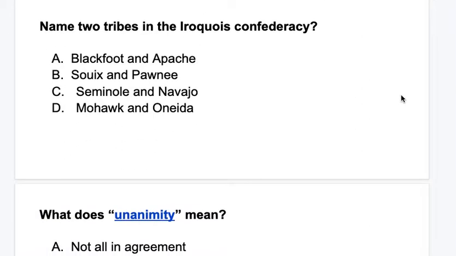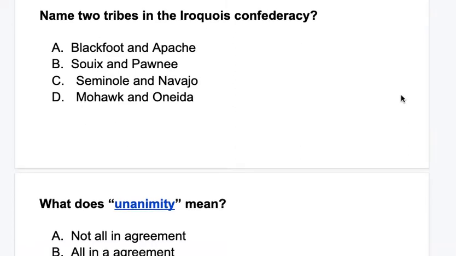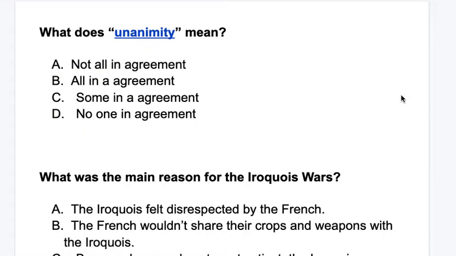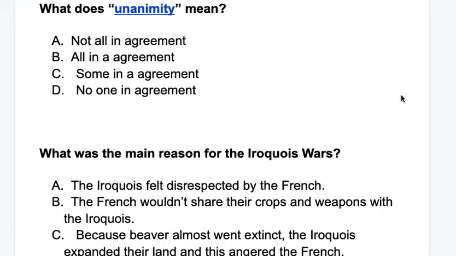Question number 3. Name 2 tribes in the Iroquois Confederacy. A. Blackfoot and Apache. B. Sioux and Pawnee. C. Seminole and Navajo. D. Mohawk and Oneida. Question number 4. What does unanimity mean? A. Not all in agreement. B. All in agreement. C. Some in agreement. Or D. No one in agreement.